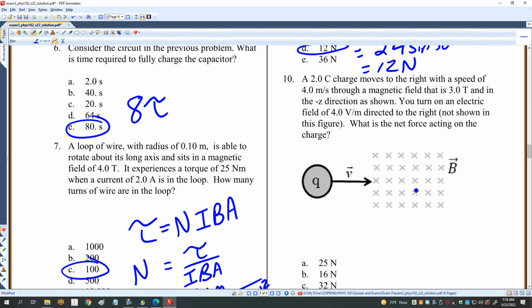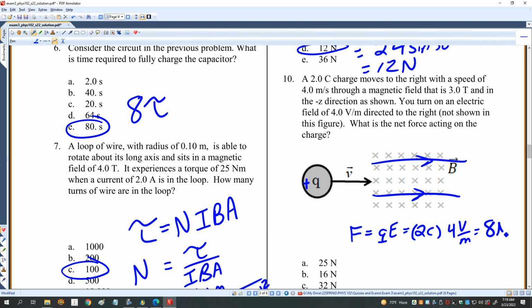A 2 coulomb charge moves to the right. This is positive with a speed of 4 meters per second. You turn on an electric field directed to the right. So I'm turning on this electric field here that's in that direction. What is the net force acting on the charge? So I have two forces here. F is equal to Q times E. That's the force due to the electric field. That's going to be 2 coulombs times the electric field, which is 4 volts per meter. So it's 8 newtons. That's my force due to the electric field.